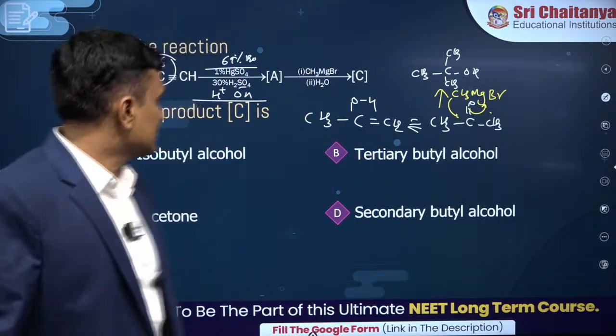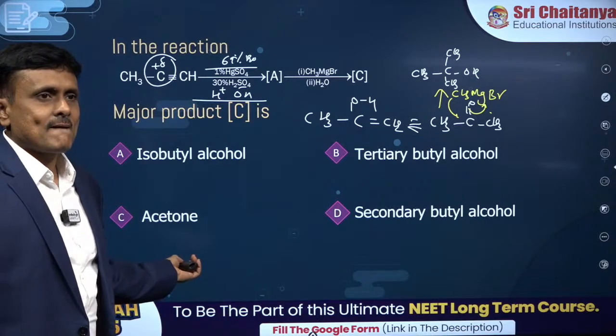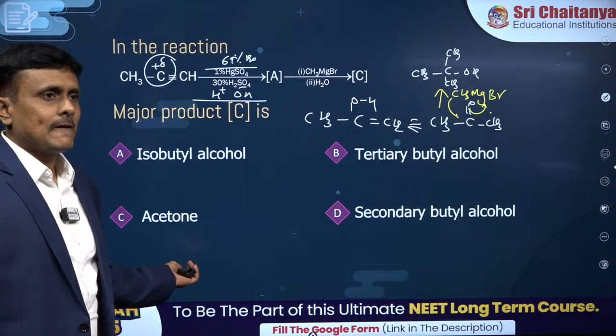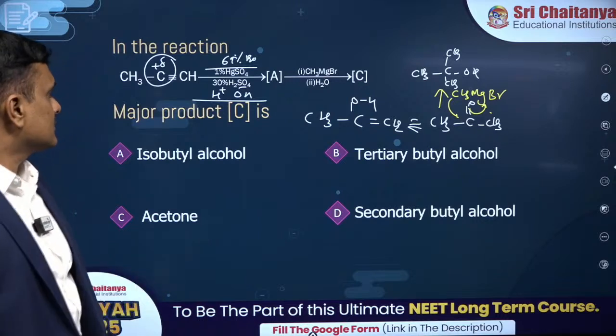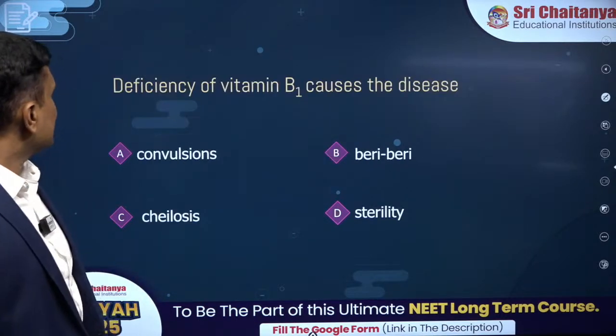Simple, you would get 3 degree alcohol with ketone, 2 degree alcohol with any aldehyde, and 1 degree alcohol with formaldehyde. Therefore, the right answer would be... someone said C here. How could it be? Acetone intermediate. Yes, it will be B. Brilliant.